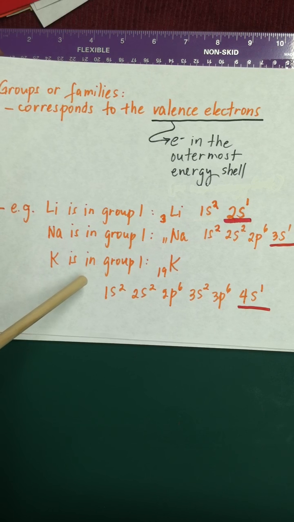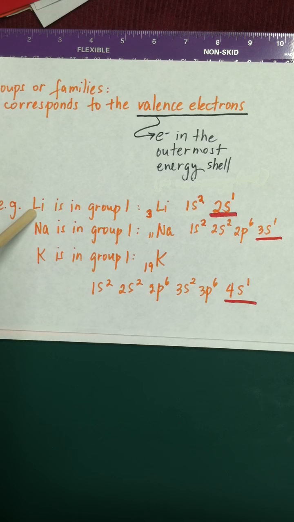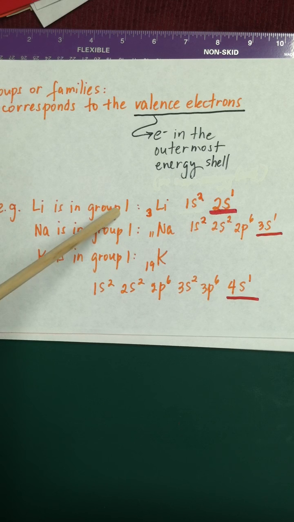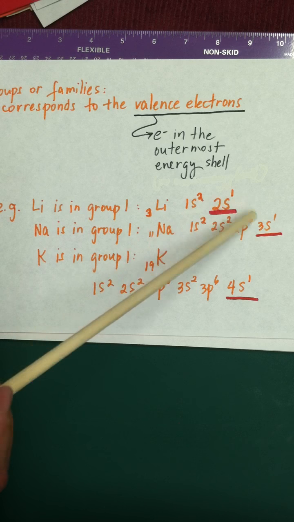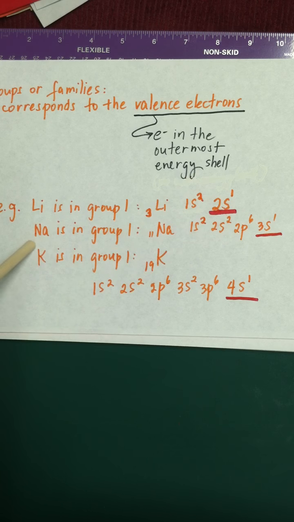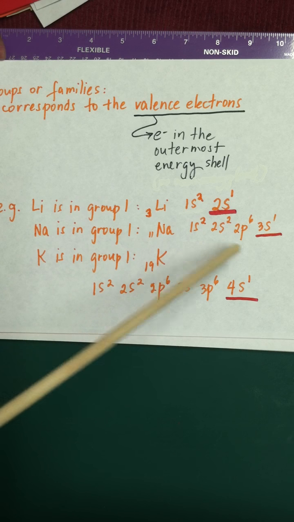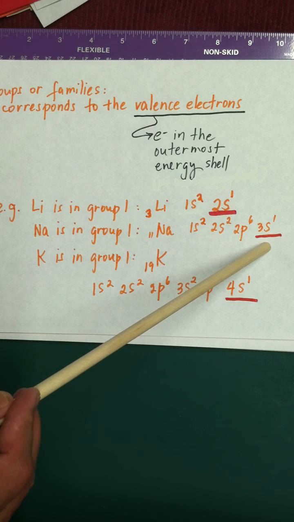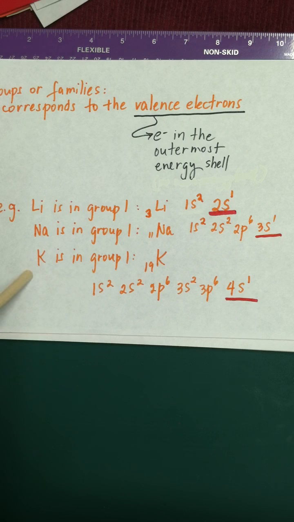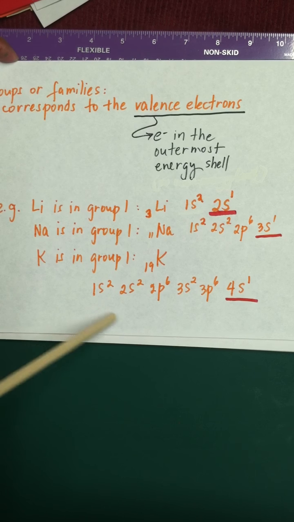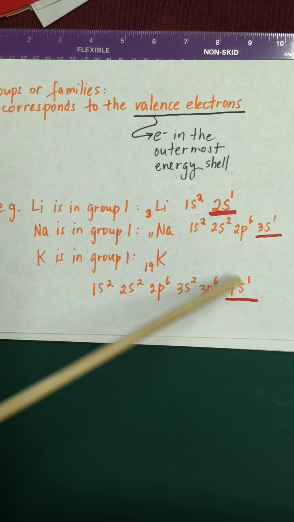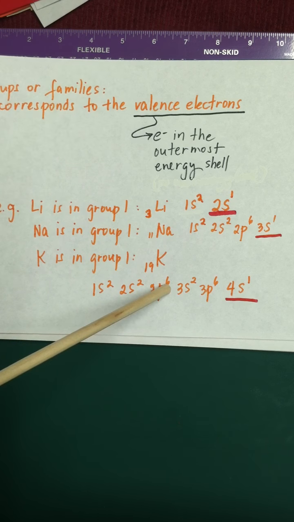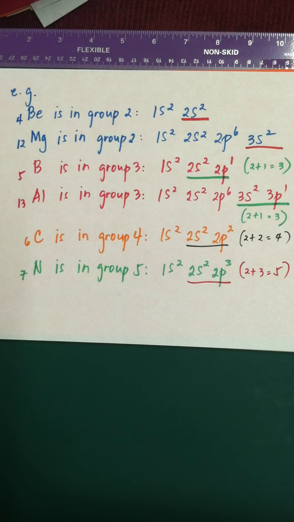So if we're looking at lithium, notice that lithium is in group 1. Its electronic configuration is 1s2 2s1, so it ends with an s1. Sodium is also in group 1. Its electronic configuration ends with 3s1. And potassium is also in group 1. Its electronic configuration ends with an s1. Right? So the group number corresponds to the number of valence electrons. Let's look at other examples.